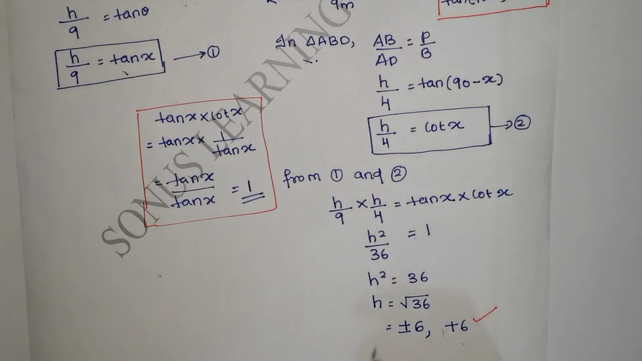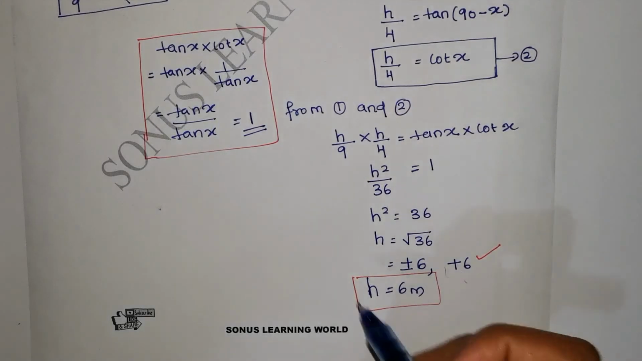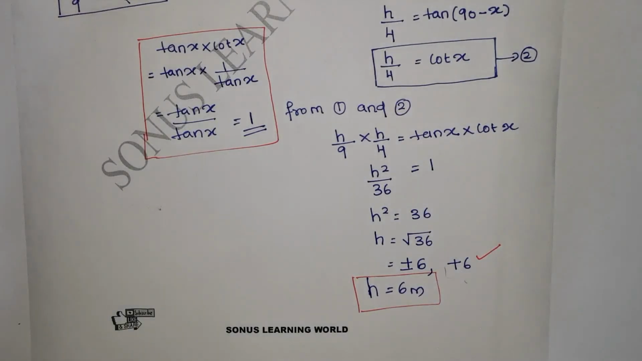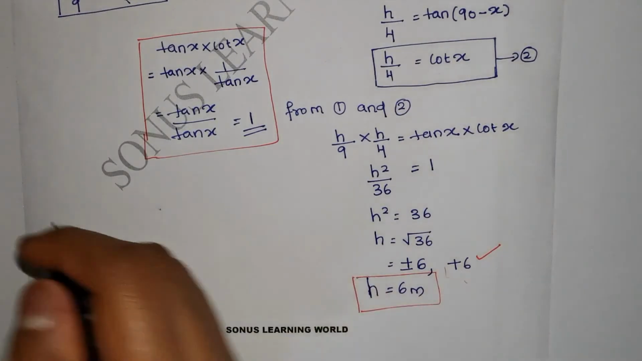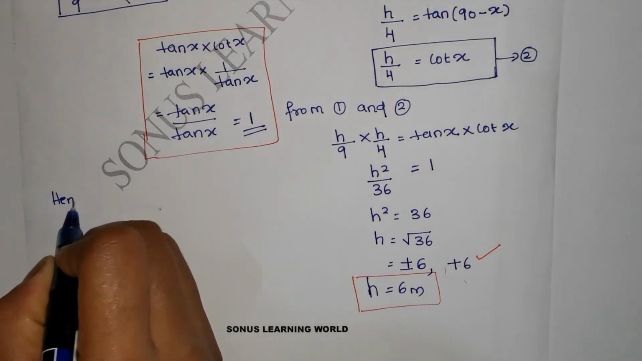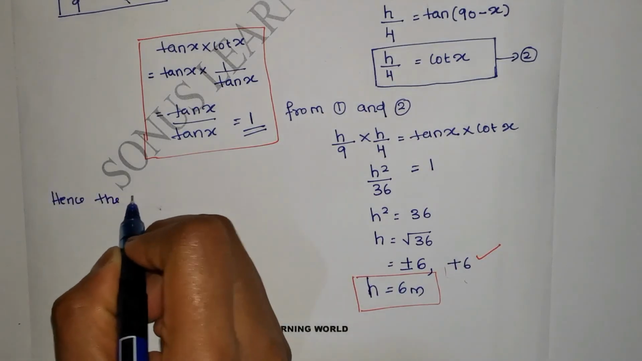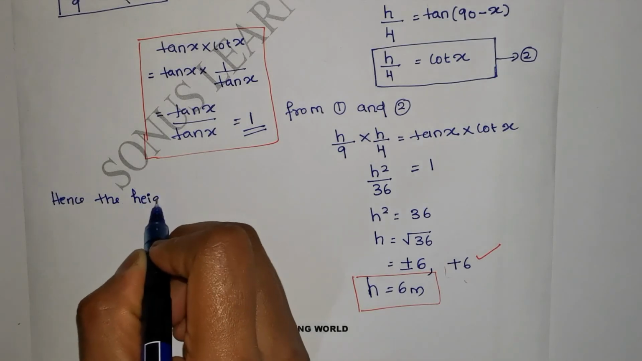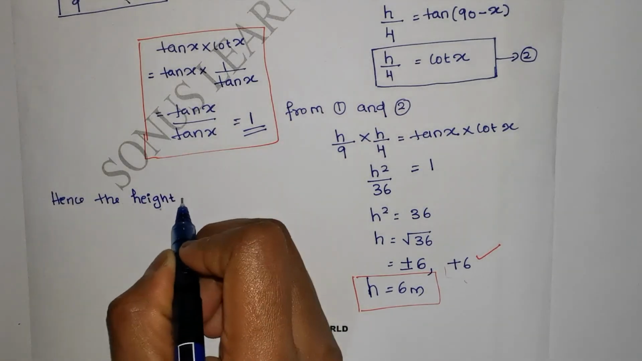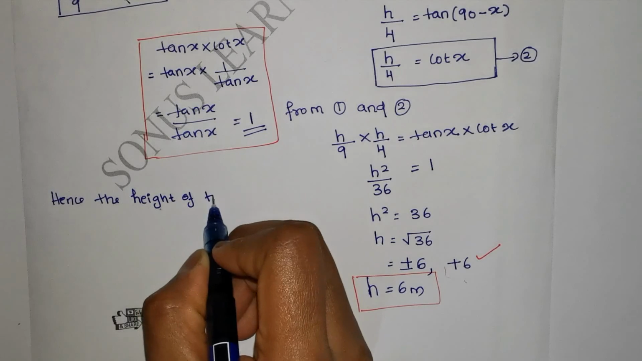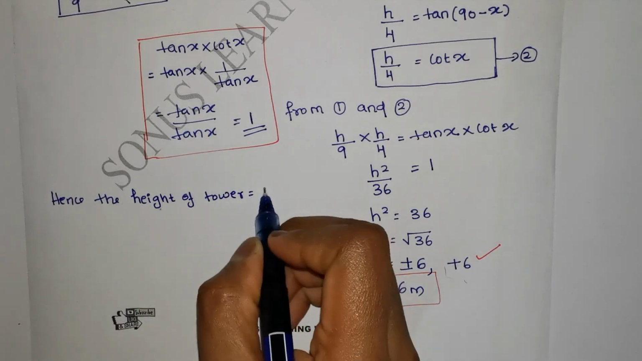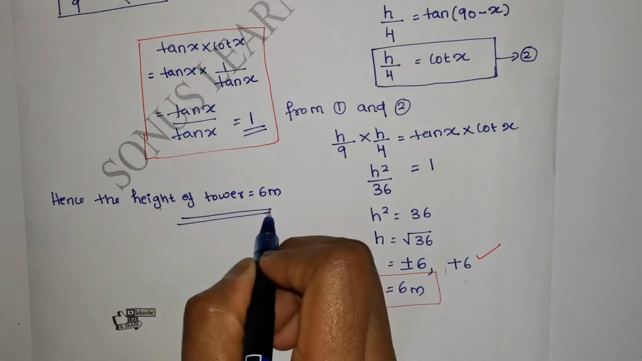So our answer is H is equal to 6 meters. So we proved the height of the tower is 6 meters. Hence the height of the tower is equal to 6 meters.